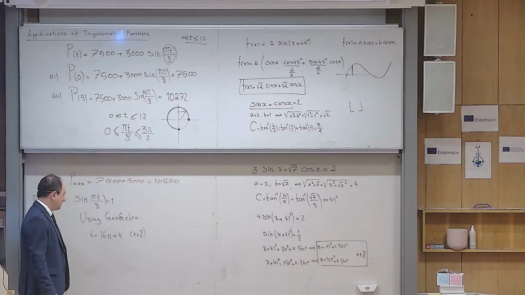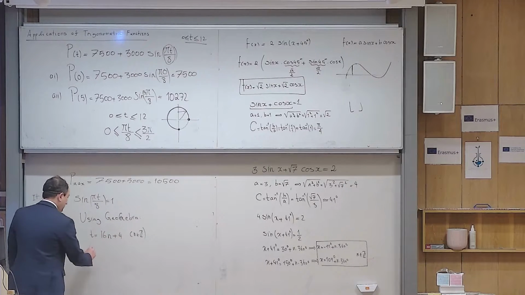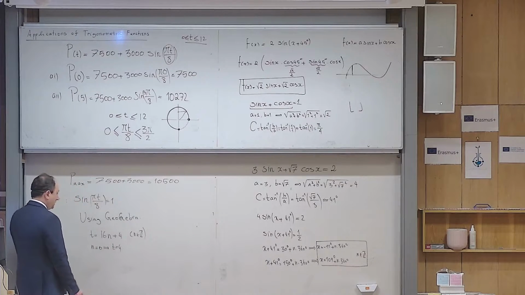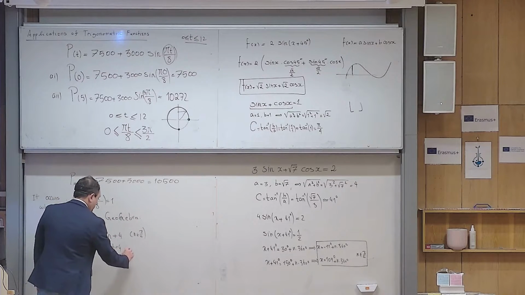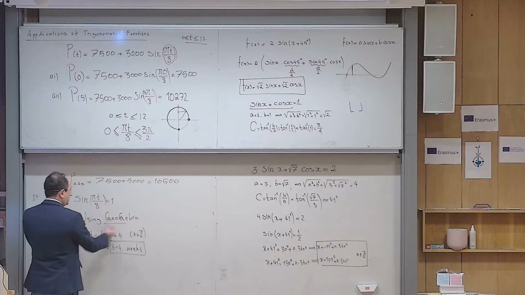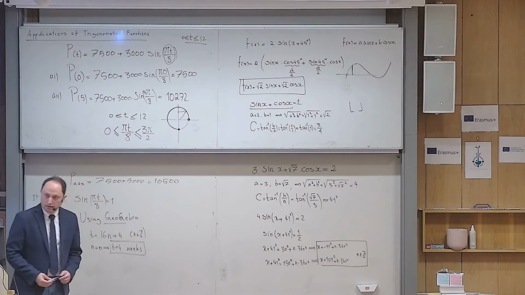So I can put 0, and it gives me the answer to be 4. If I put 1, it gives me 20, which is beyond my interval. So this would be 4 weeks. And that is the answer that you have to provide. So here you have to write this, using GeoGebra, and the answer is done.